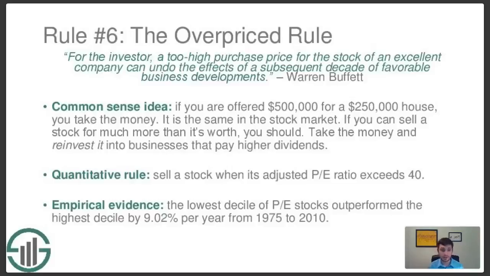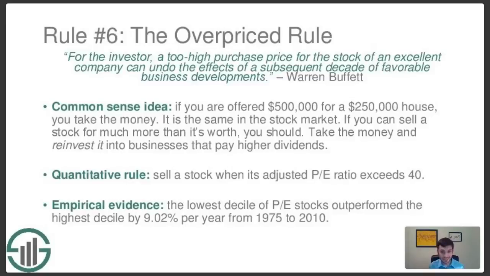Buffett has said that one of his biggest mistakes was not selling Coca-Cola then because it was so overvalued that it needed a decade of growth to catch up to its inflated valuation. It's not that the business was bad, the stock price was bad. The common sense idea here is if you have a home that's generally worth around $250,000 and someone knocks on your door and says, hey, I want to buy your house for $500,000, you should take the money.